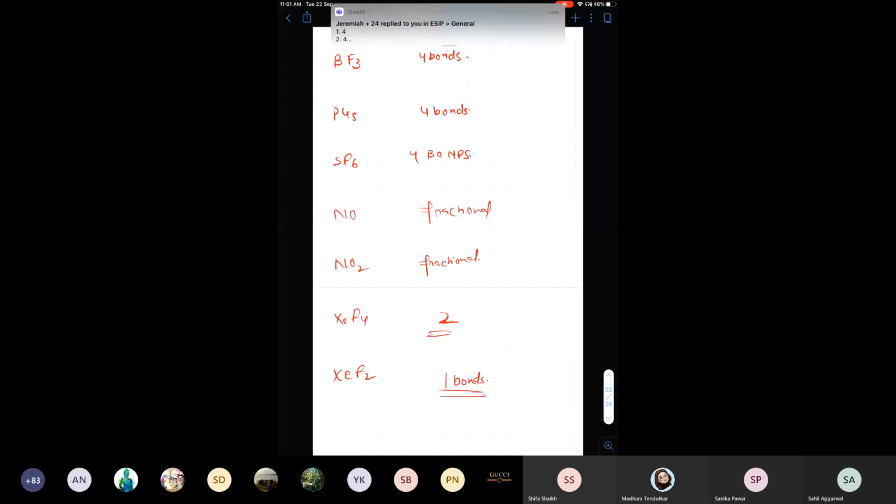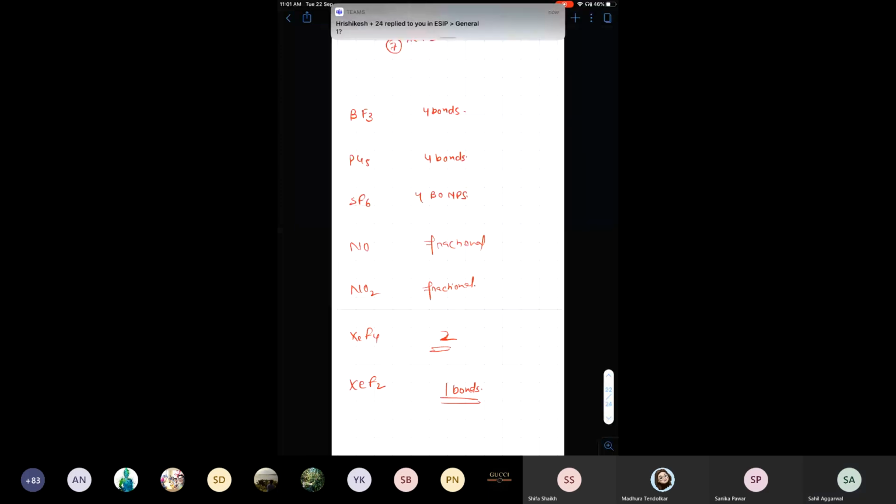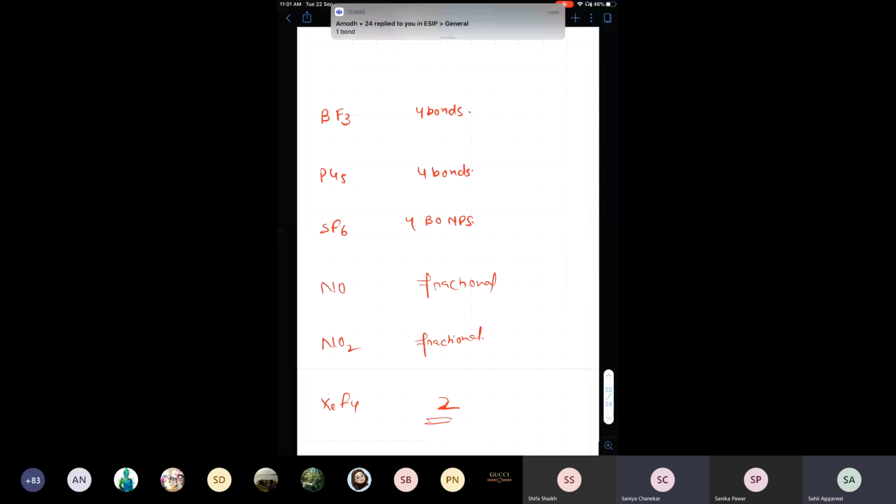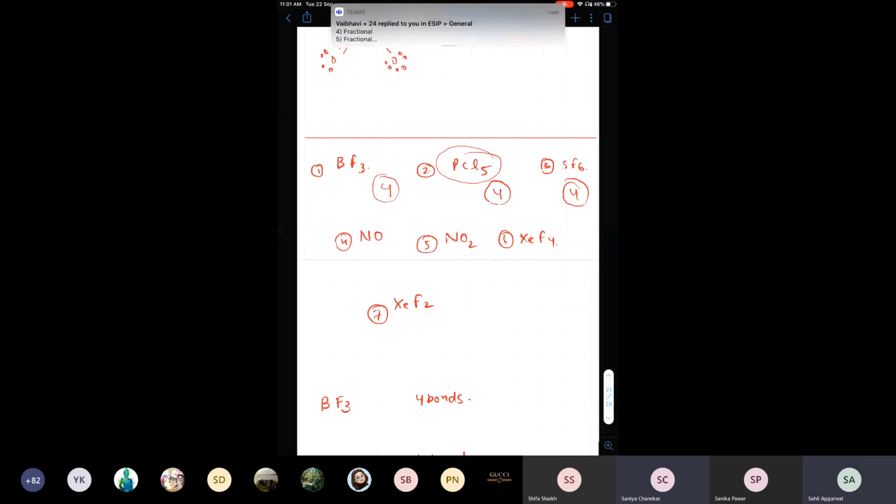Understood. Can you just solve the first one? How I got four bonds that you are asking, or the structure you are talking about? BF3. What will be T? 32. V will be 3 plus 7 into 3. S will be 8. Bond will be 4.